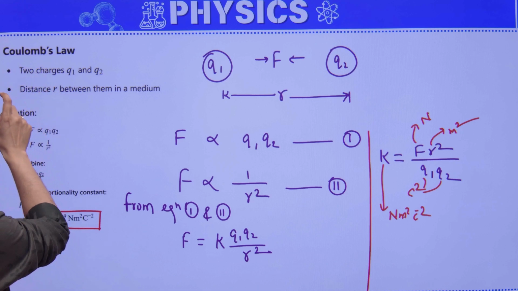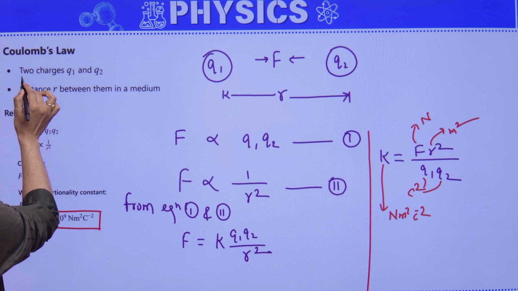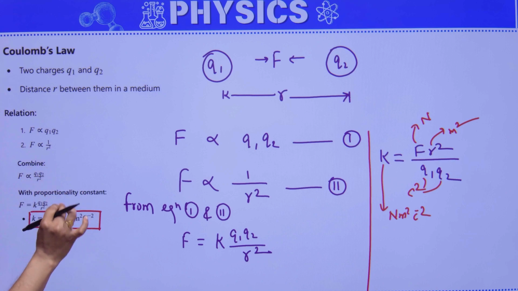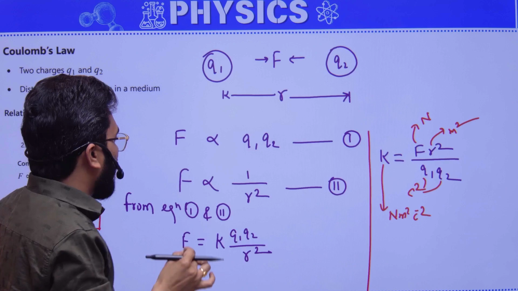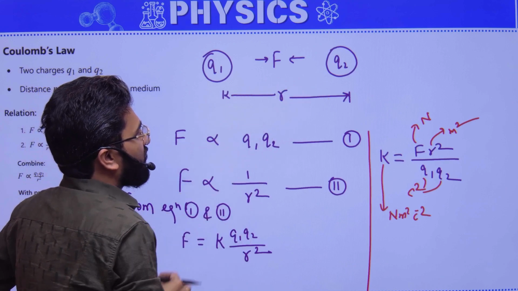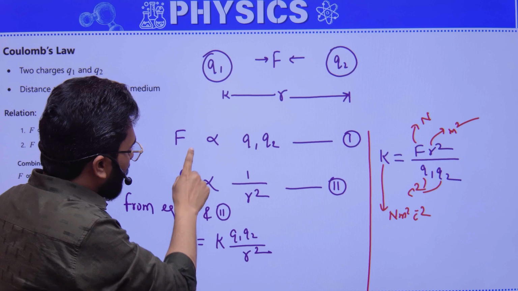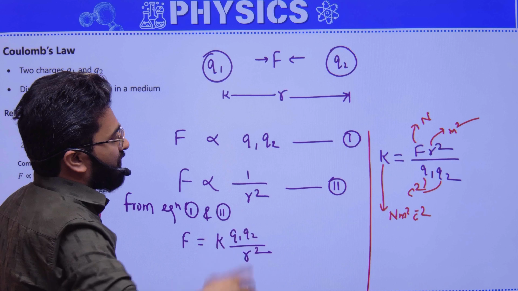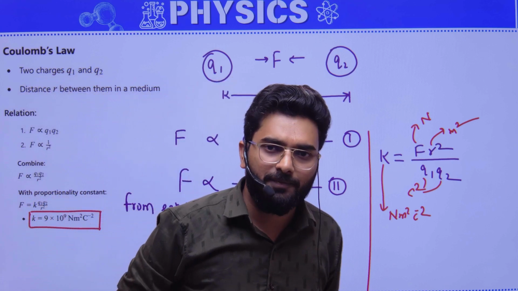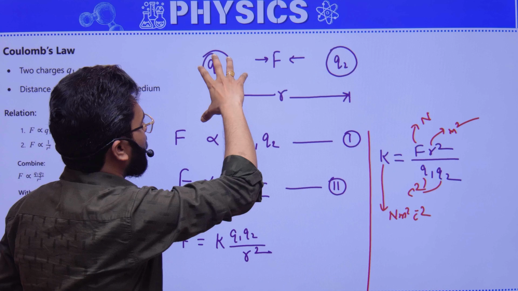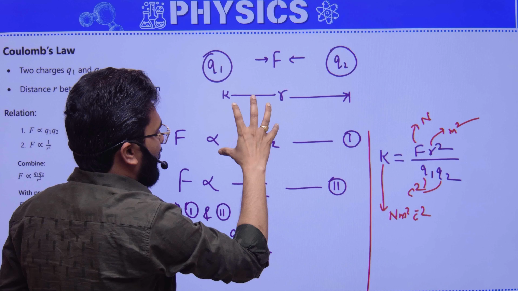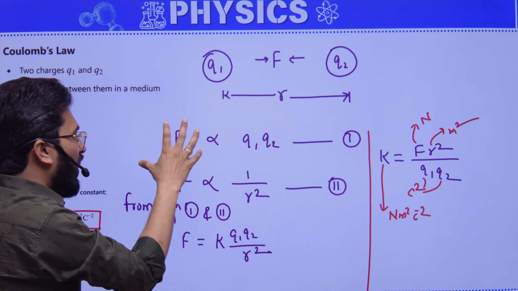First of all, Coulomb's law between two charges Q1 and Q2, with distance r between them in a medium. The first statement from Coulomb's law says that the force between the two charged bodies will be directly proportional to the product of their charges. Let's suppose this is Q1, this is Q2. So multiply the two charges, and that will be directly proportional to our force.